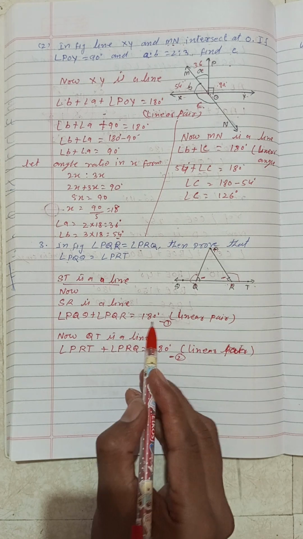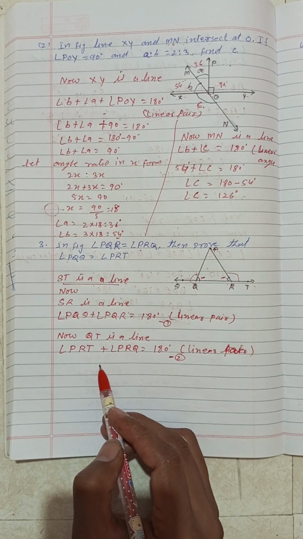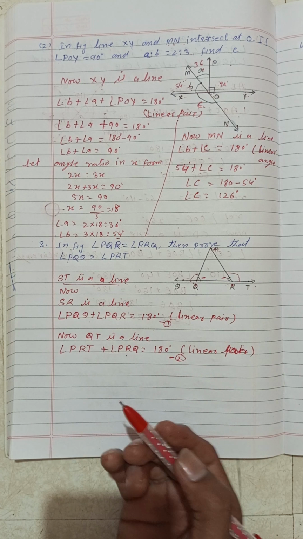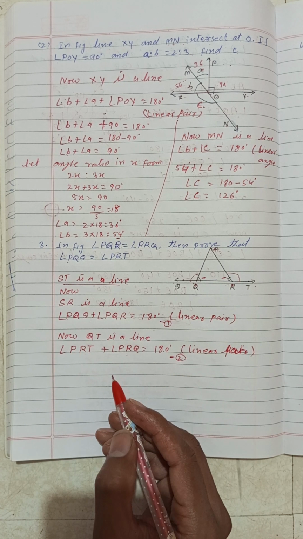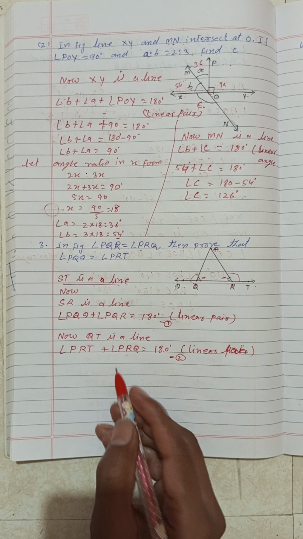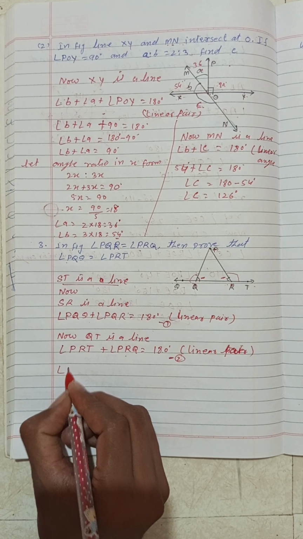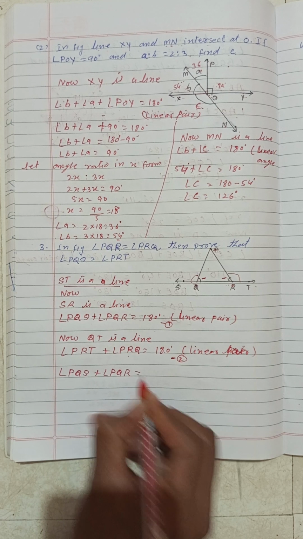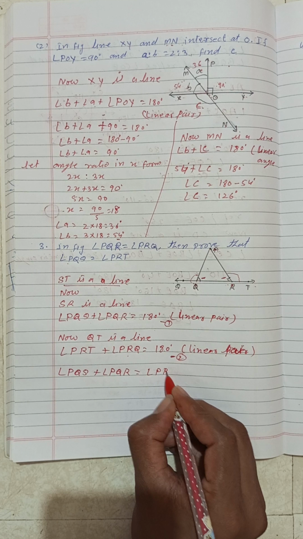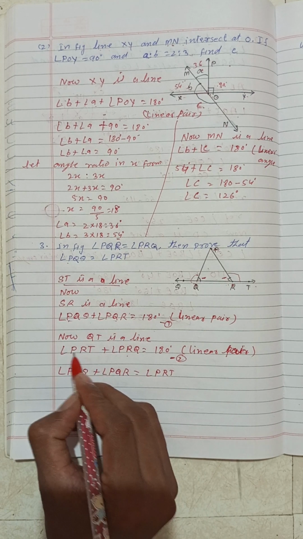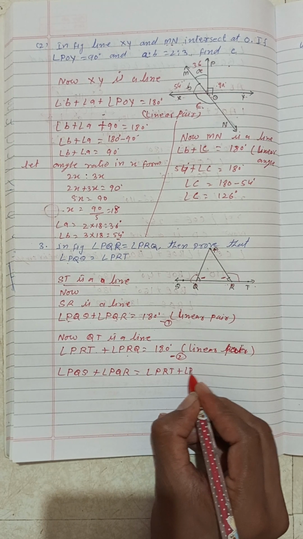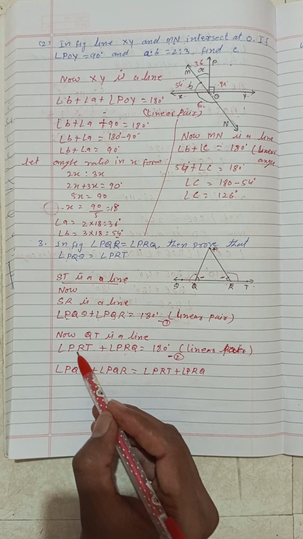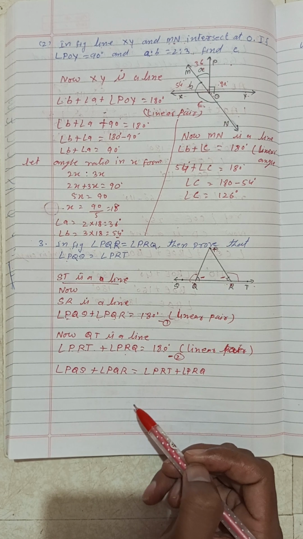Now both of these are equal to 180, so this will also be equal. If equals are added to equals, then the wholes are equal, by Euclid's geometry axiom number 2. So what can we say? We can write angle PQS plus angle PQR is equal to angle PRT plus angle PRQ. Both are equal because each is equal to 180 degrees. So it is equals reckoned to equals.